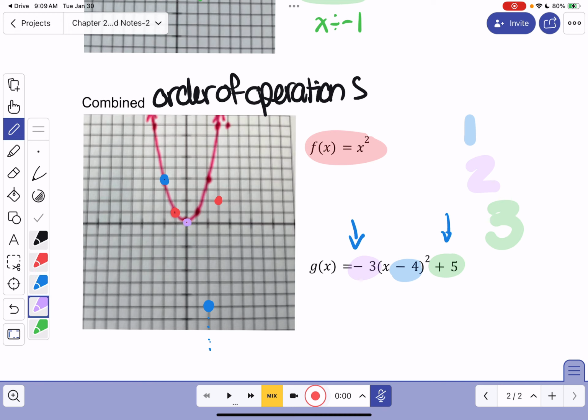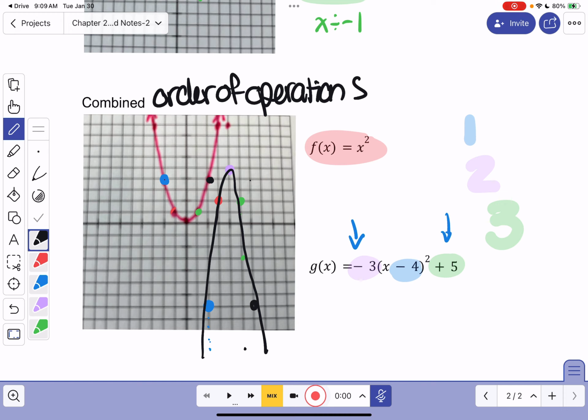Then this one, I'd go right 4 times -3, up 5. It's my final point. Then this one would be right 4 times -3, up 5. This point, right 4 times negative 3, up 5. And that's going to be the same as that green one from before.